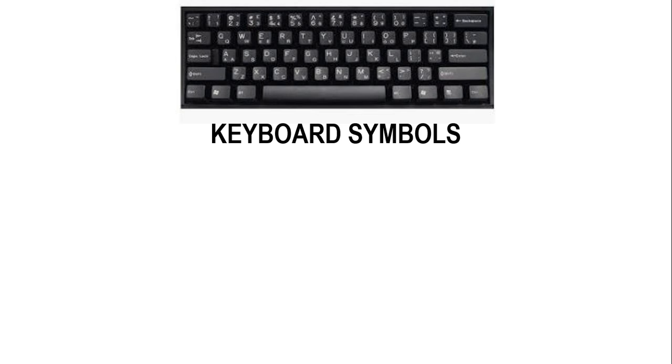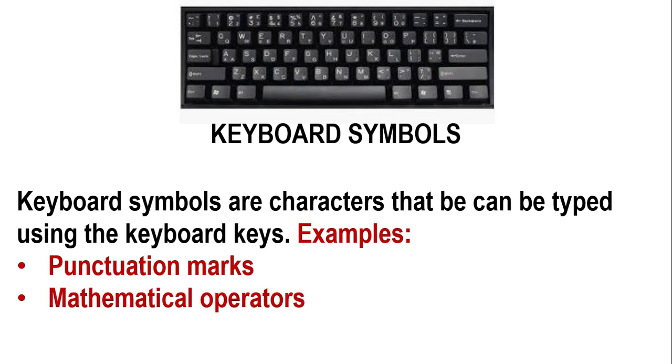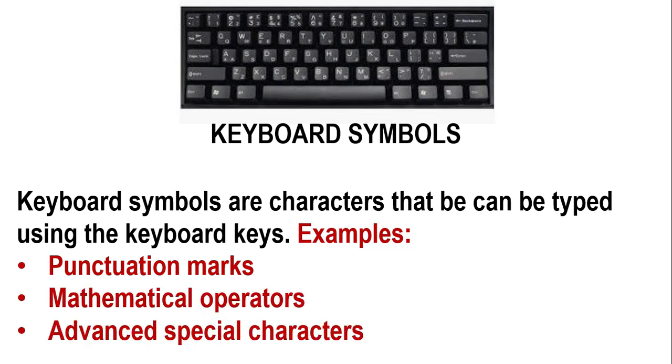Now, one may ask, what are keyboard symbols? Keyboard symbols are characters that can be typed using the keyboard keys. As the name goes, the symbols are on the keyboard. Therefore, if you want to get a symbol on the keyboard, you need to type a key that consists of that symbol for its output. Some symbols that we can get out of the keyboard layout are punctuation marks, and also we have mathematical operators, and also advanced special characters.